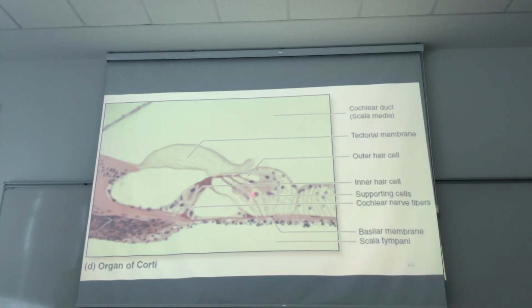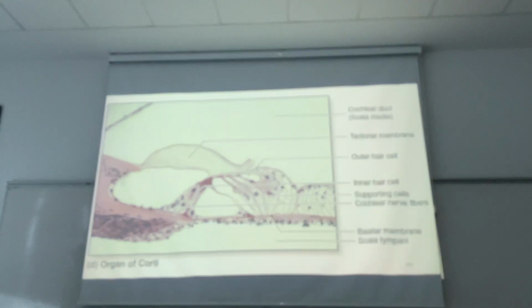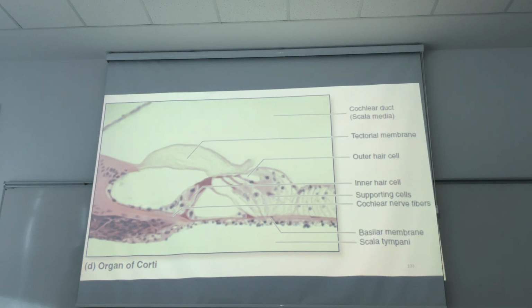The name of these cells? Outer supportive cells or phalangeal cells. Okay? Can you understand? What is the name of these long cells? The outer limiting cells or outer Hensen cells. Do you have questions? It's very easy. Easier than the retina, I think.